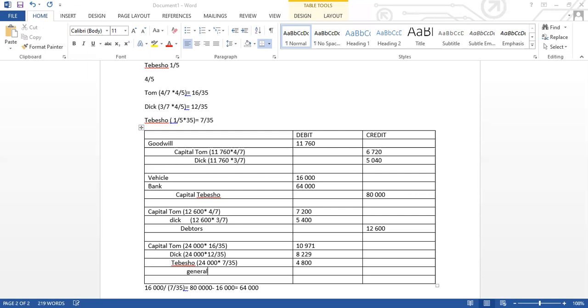General reserve is an equity, like capital. Equity increases on the credit side. Therefore, our general reserve is increasing in the business, so we need to credit it with 24,000.